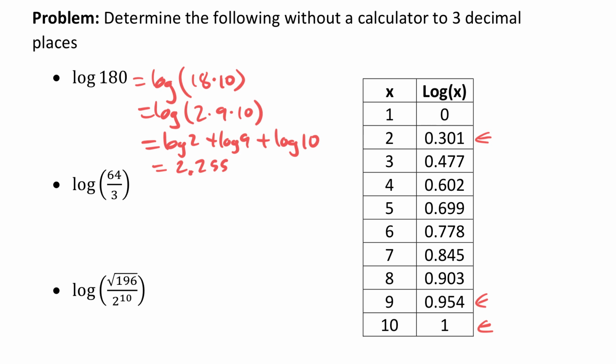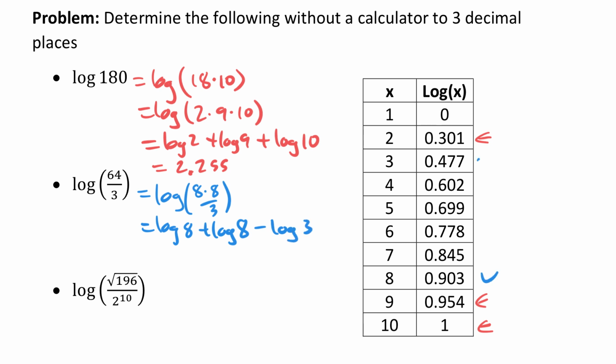All right, let's try the next one. Log of 64 over 3. 64 is 8 times 8. And so I'll write this as log of 8 times 8 divided by 3. Now the division, we can split it up as log 8 plus log 8 minus log 3. So we notice the 8's up here, the 3's over here. So that's going to give us 0.903 plus 0.903 minus 0.477. So that should give you 1.329.